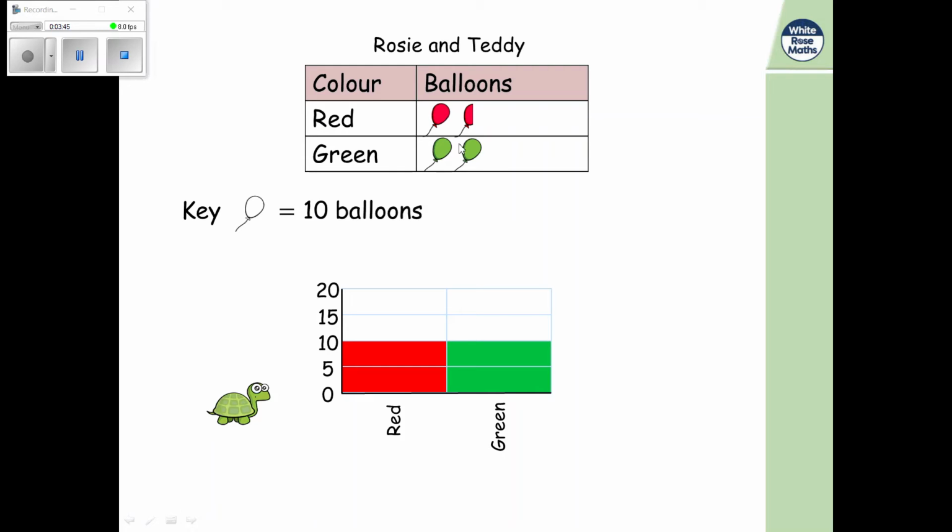So here we have 10 and half of 10. So they've done their 10. And they still need another 5. And again, for these green balloons, there's 10, 20. So they also need to represent that in the block diagram as well, using the numbers there to help.